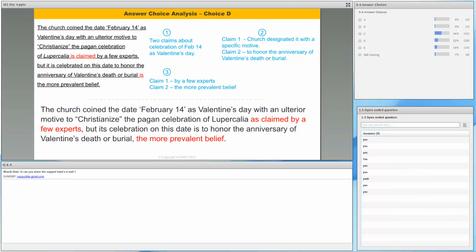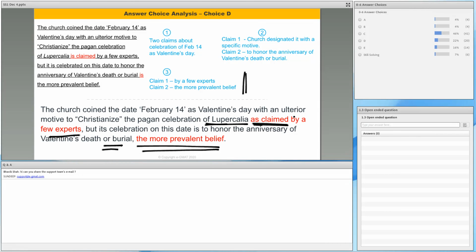Okay, let's look at choice D over here. The church coined the date February 14 as Valentine's Day with an ulterior motive to Christianize the pagan celebration of Lupercalia, as claimed by a few experts. But its celebration on this date is to honor the anniversary of Valentine's death or burial, the more prevalent belief. Now, in the original choice, is the author making any claims by himself, or is the author merely communicating information? He's just communicating information. What's happening over here? The author is communicating information as well as making the claims.